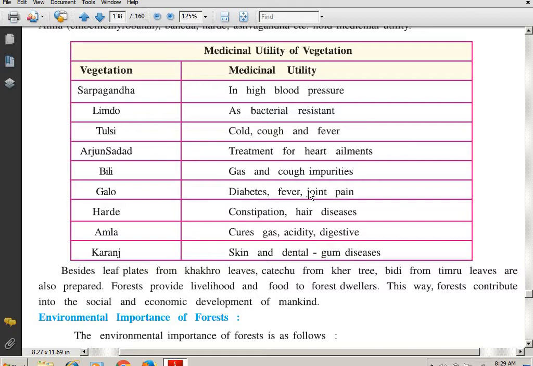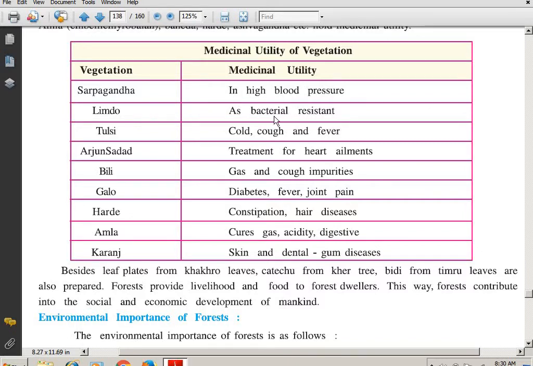Medicinal utility of vegetation. On one side you have been given the names of the vegetation, that is different plants and their utility: when and why they are used. We also use them, students, but sometimes we are not aware of the real benefits of these medicines, these plants. So sarpagandha is used in high blood pressure.